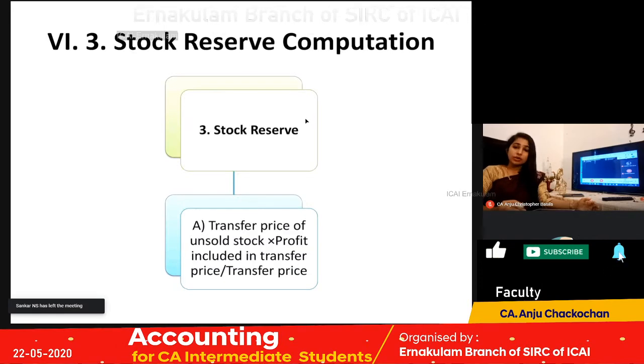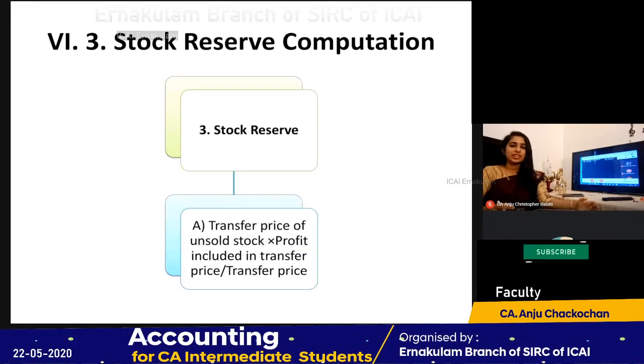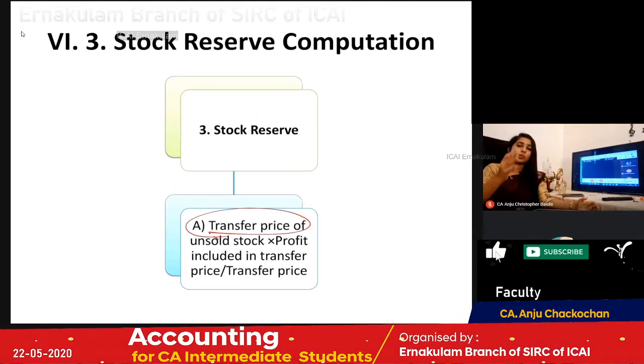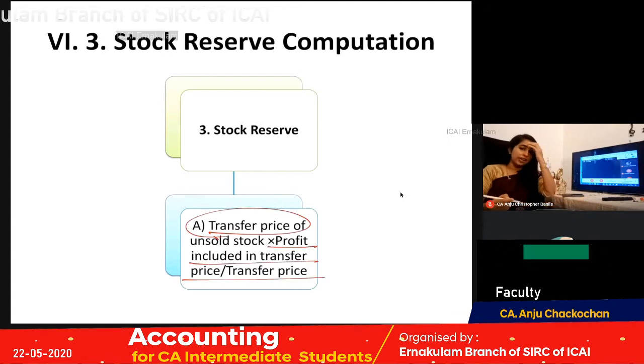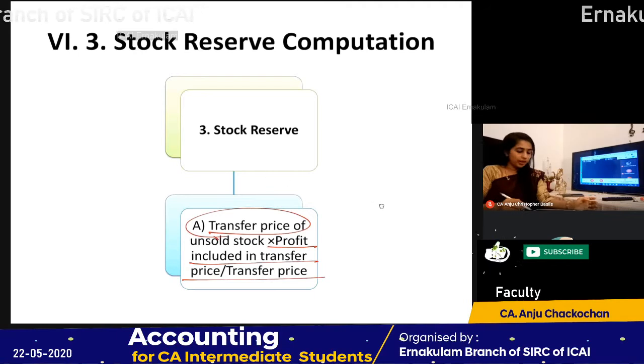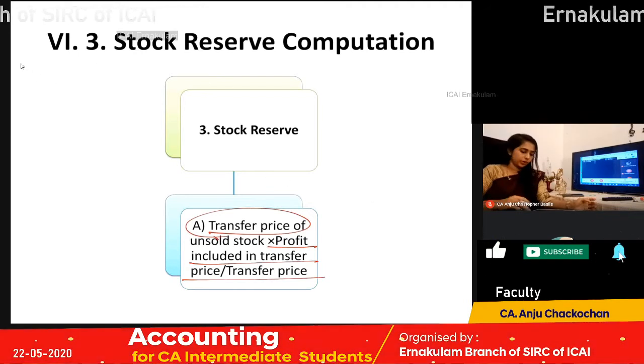And then the stock reserve computation. How do we compute the stock reserve? It's like, how much is the transfer price? What is the value at which the goods were transferred, and what is the profit included, or rather what is the profit percentage. So this is how we compute the stock reserve.